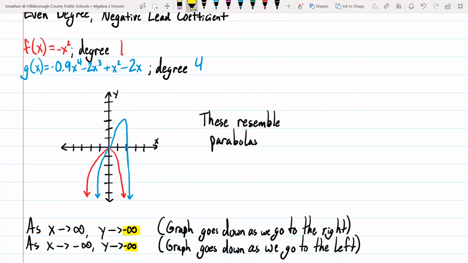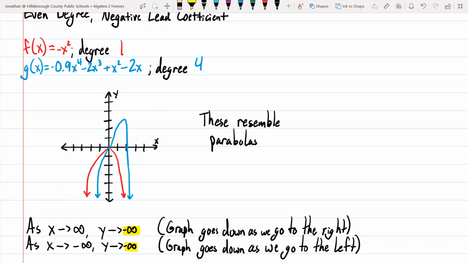So when you describe the end behavior of a polynomial, this is what you're doing right here. You're saying, as we approach the extremes of the graph, as we go to the left and to the right, is the graph going up or going down?